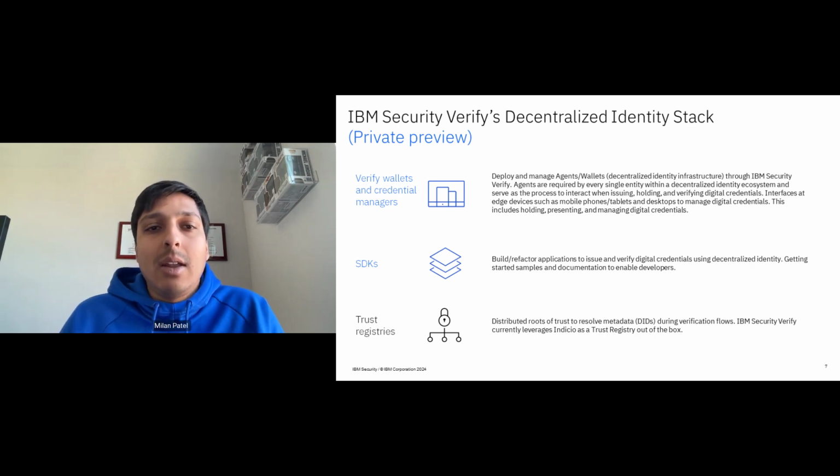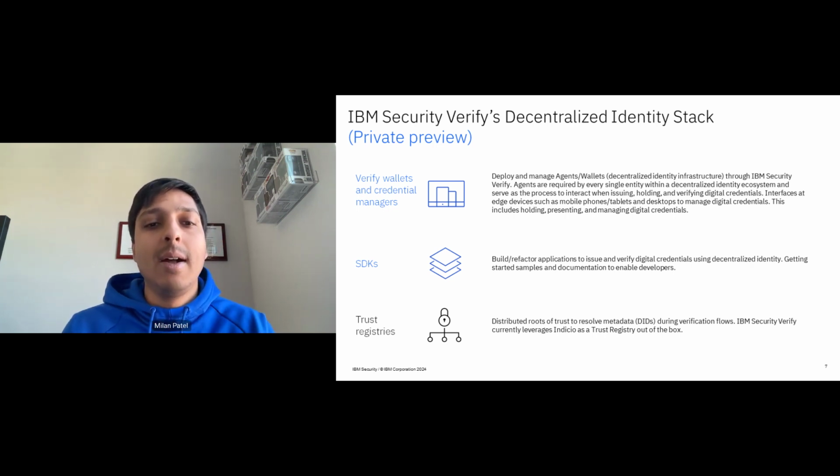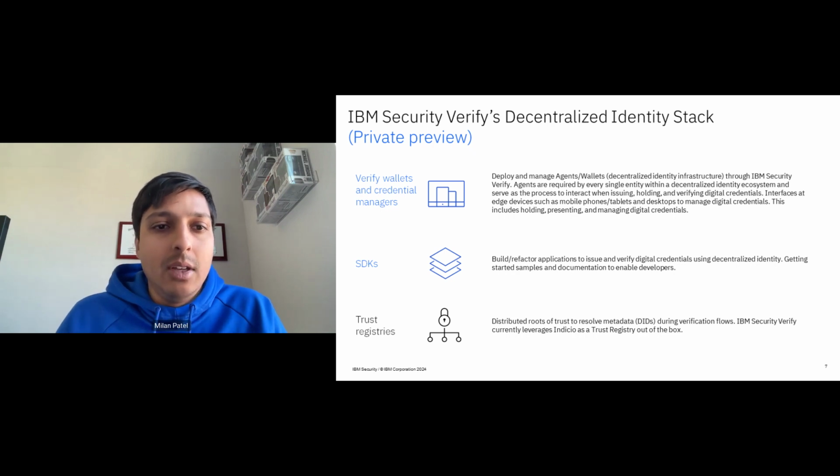And then the last thing that builds the entire decentralized identity stack, in terms of our current state with our private preview, is a trust registry. Now, this trust registry is basically a distributed root of trust that allows for publishing metadata like decentralized identifiers and schemas. There's no PII that goes onto the trust registry, but this allows for the credential exchange. And what we've started out with is using Indicio as the trust registry that underpins our credential exchange capabilities as part of our private preview.